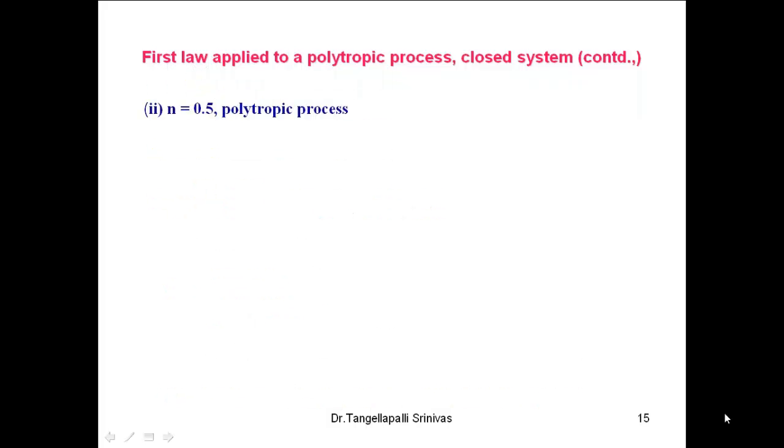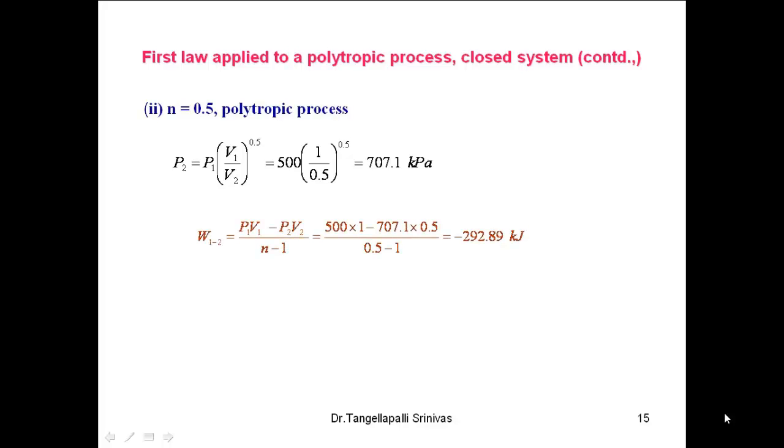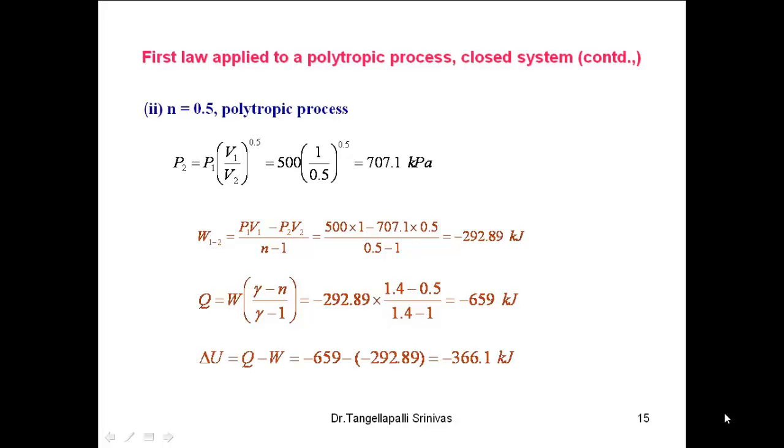For example, if the polytropic index n is equal to 0.5, the final pressure in the compression process can be calculated from P1 V1 to the power n equals P2 V2 to the power n. Therefore, P2 is equal to 707.1 kilopascal, whereas at the inlet the initial pressure is 500 kilopascal. Similarly, the work can be calculated from this formulation: minus 292.82 kilojoules. The heat transfer is minus 659 kilojoules. The delta U, the change in internal energy, is minus 366.1.